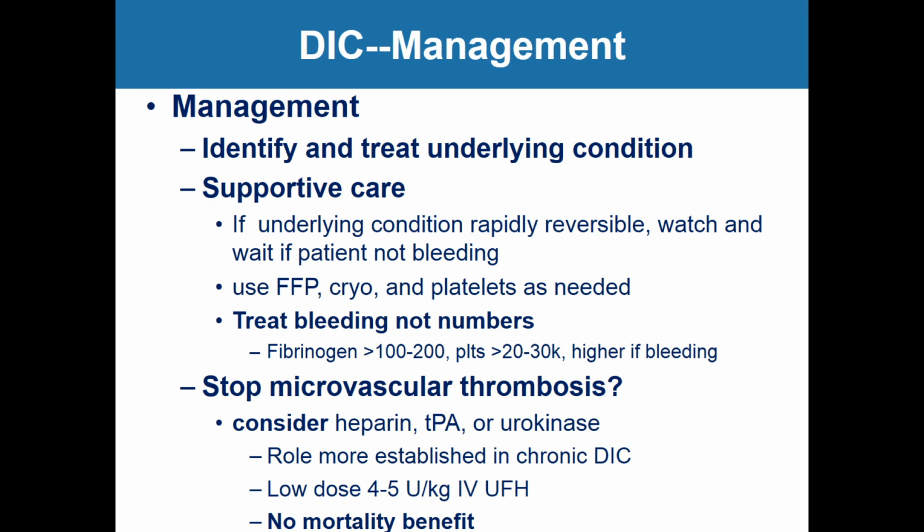Ideally, fibrinogen is greater than 100. Platelets are greater than 20 to 30,000. If the patient is bleeding, these thresholds need to be set at a higher level.